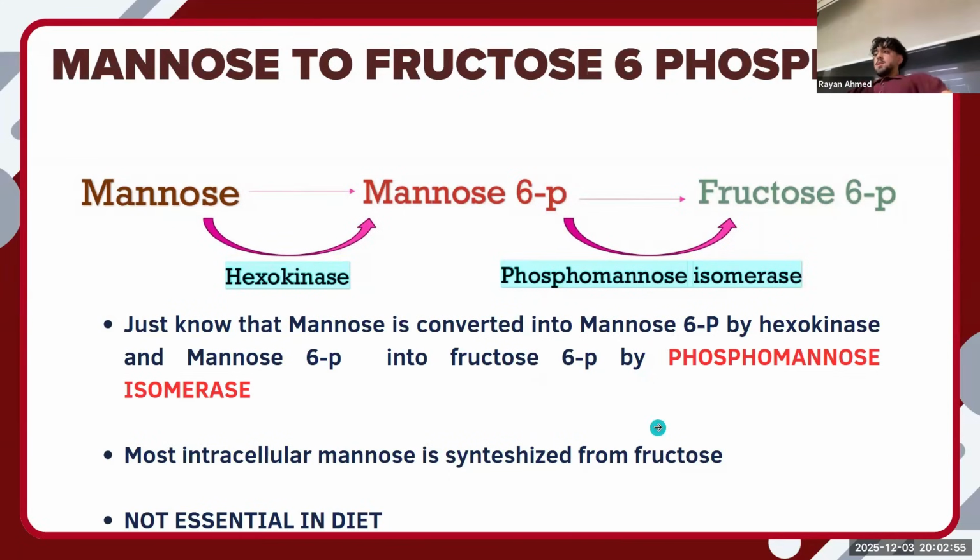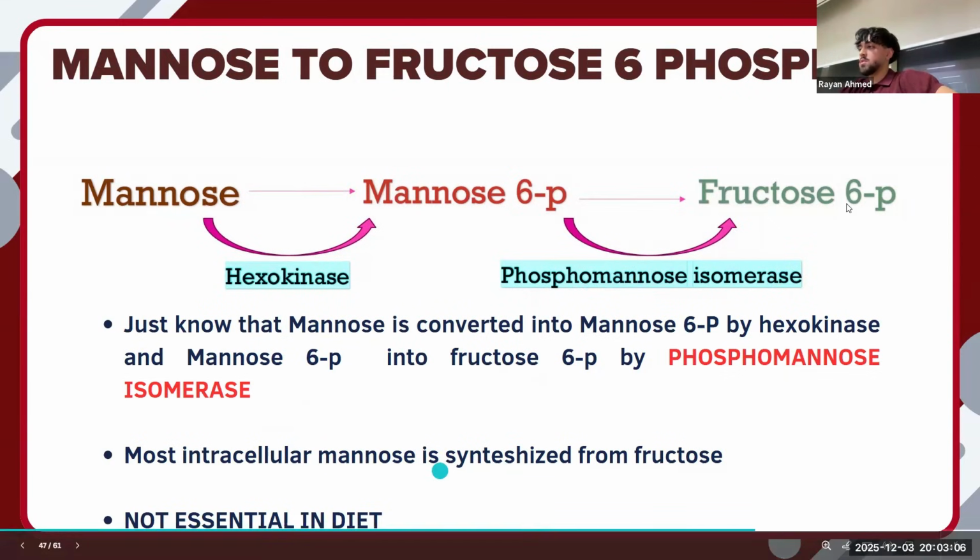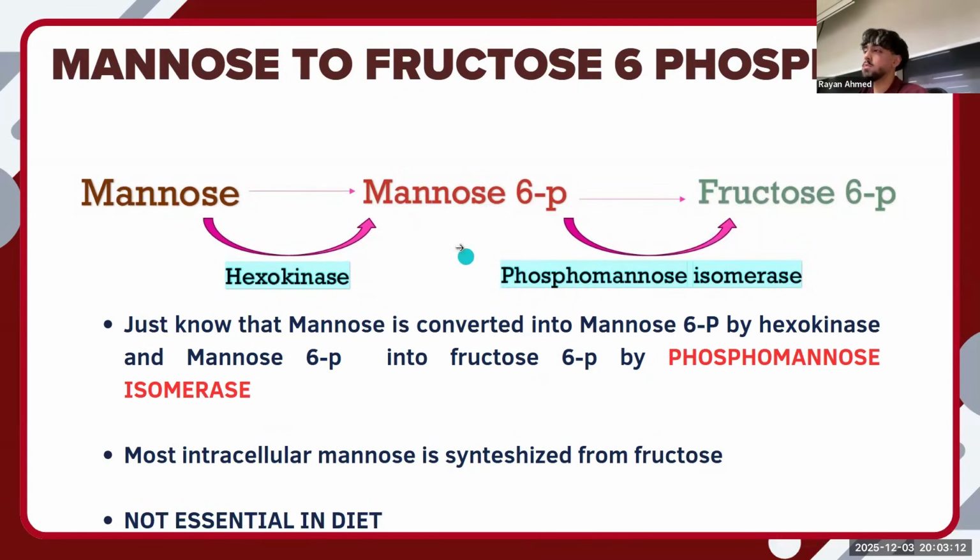Okay. This is the most important enzyme in mannose. So whenever you think of mannose, think of phosphomannose isomerase. It's in the name. Most intracellular mannose is synthesized from fructose, so it's not essential in diets. Very low yield, but they asked us a question, so they might ask you a question in your final as well. So remember, it's not essential in diet because it can be made from fructose 6-phosphate.